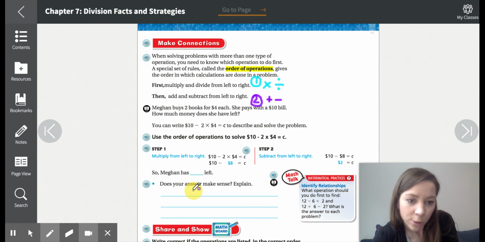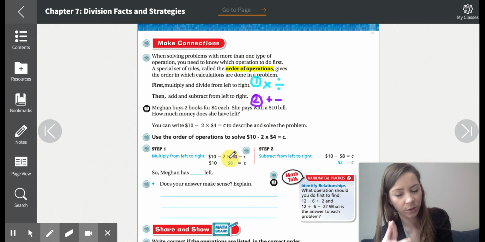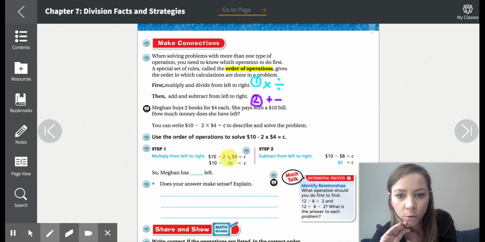Okay, so there's 2 operations here. We have to figure out which one we're supposed to do first, the subtraction or the multiplication. Okay, so it says step 1, multiply from left to right. I'm going to go through all the steps and see, is there any multiplication or division in this row? Yes, right there. There's multiplication. So that's what I'm going to do first. So I'm going to do 2 times 4. I'm going to write it below that, that's 8.